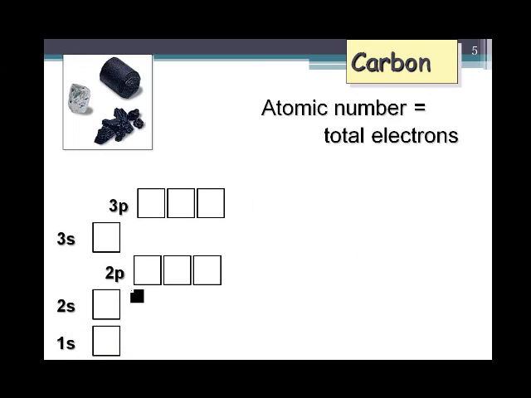Let's look at carbon. Carbon's atomic number is 6, and it has 6 total electrons. So if we begin placing our electrons, we'll put 2 in 1s, 1 up arrow, 1 down arrow. We'll put 2 in 2s, 1 up and 1 down. And we still have 2 electrons left to place. They're going to go in the 2p sublevel. So we place our first one.